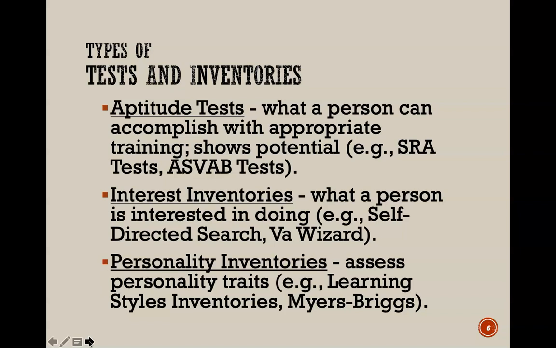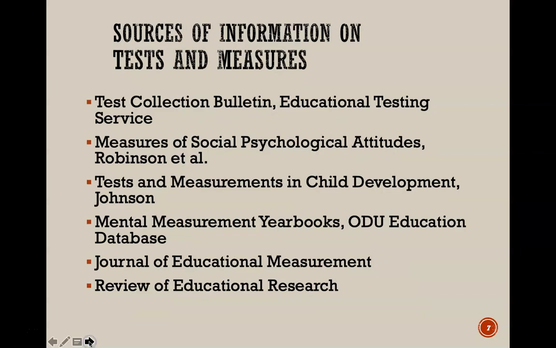We also have what's called an interest inventory, and there's a multitude of those out there. The Virginia Wizard is one that I'm most acquainted with, that we give to students who are in the 11th or 12th grade of public education to see what might be their interest once they matriculate and enter post-secondary education. And then everybody is probably very familiar with the Myers-Briggs, which is a personnel inventory to tell you what your particular strengths and weaknesses are.